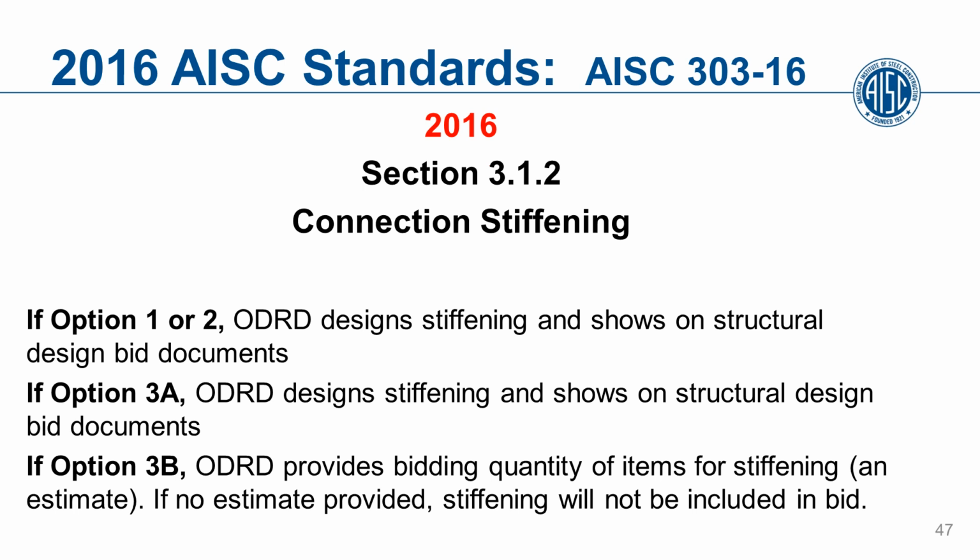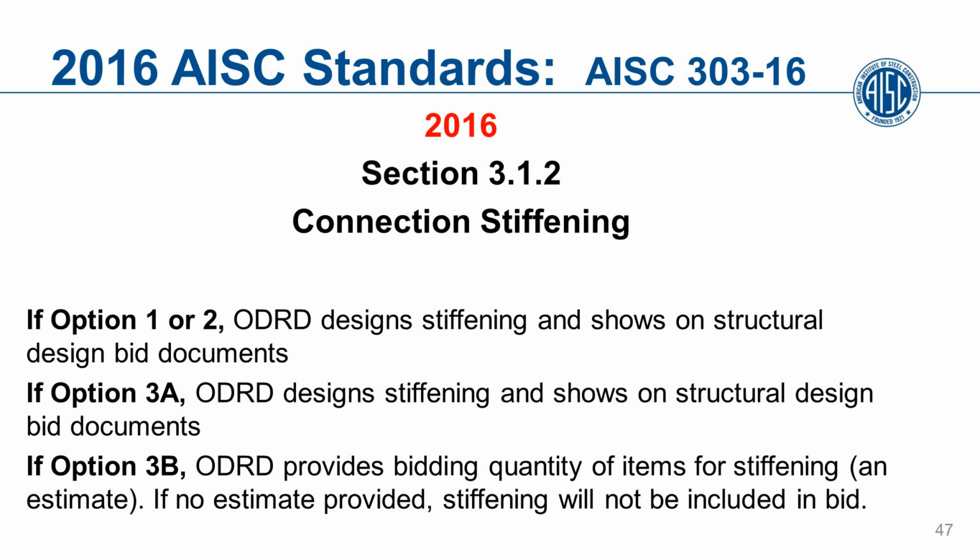So that means that you have an option. As being the engineer of record, you can show what is required for column stiffening if it is required. And if you do not show it, you have to provide a bidding quantity. That means if you say, for example, that 70% of the members are going to require stiffeners and doubler plates, then when the estimate comes in, it will include that 70% of the connections will include it.